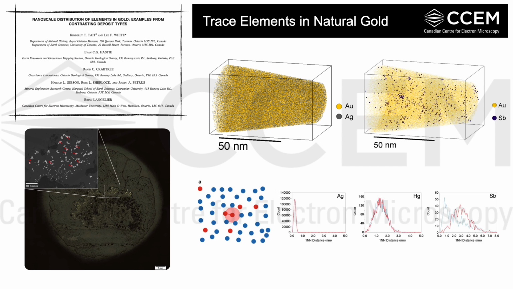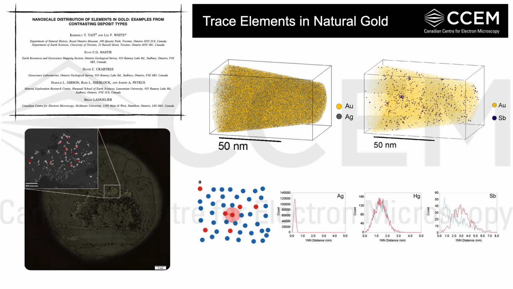However, this was not the case for antimony, which we can see first in the reconstruction looks like it's forming tiny clusters, and then the nearest neighbor profile is notably different from that of the randomized data, with a clear shift towards smaller distances.